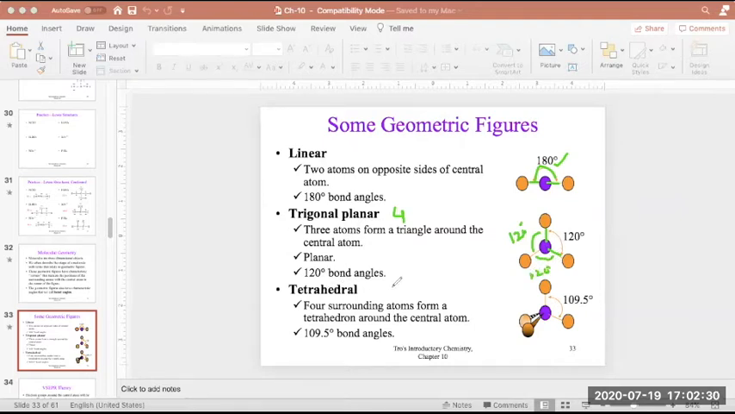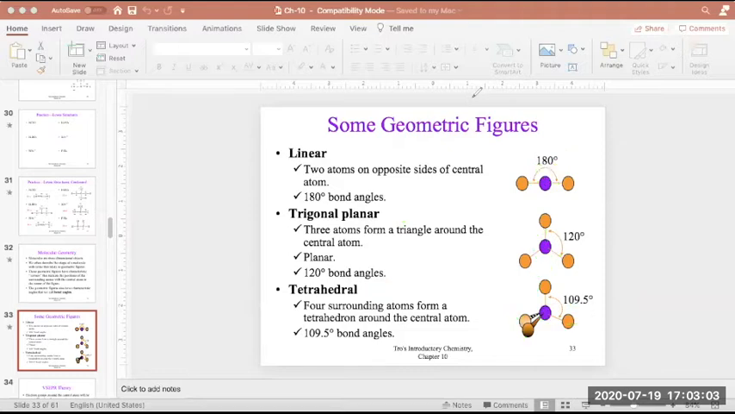Tetrahedral should have 5 atoms, one at the center and 4 surrounding it: 1, 2, 3, 4. And the angle between two consecutive bonds is 109.5. So you have to remember these angles and the names of the geometrical figures, right? Which one is tetrahedral, which one is trigonal planar, which one is linear. I might ask you the angle and the name in the exam and quiz.